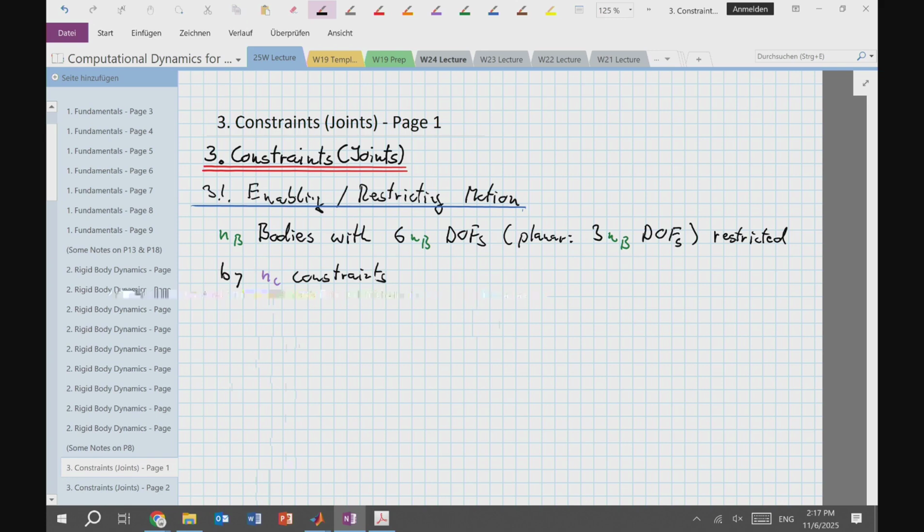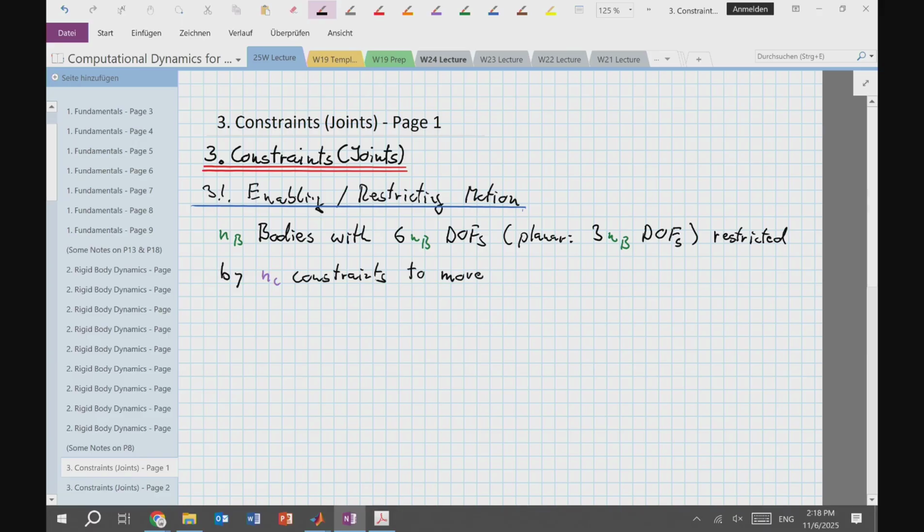The 3 translations are blocked. I cannot turn it this way. I cannot turn it that way. All I can do is turn it this way. So that one little pin introduces 5 constraints and allows the door to move only in one way.